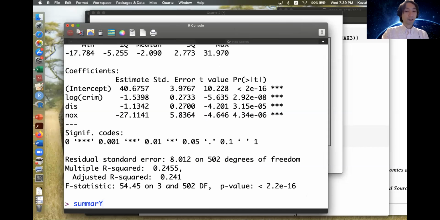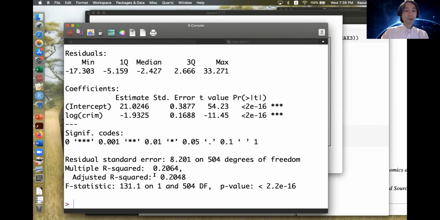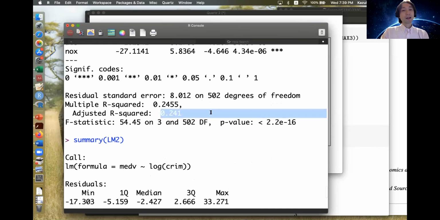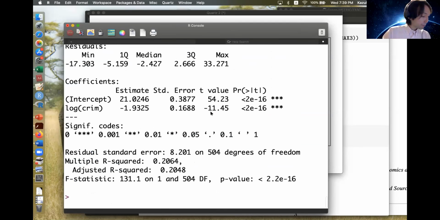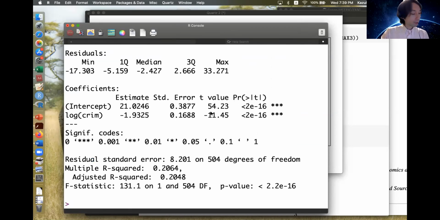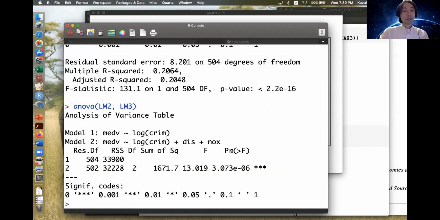Maybe we can see the previous model again. In the previous model, the adjusted R square is 20.48%, 20.5%. And here it is 24.1%. So it's slightly better. But of course, we have more variables, so it's natural that the model is better. So we want to see if this is significantly better than before. So we can do ANOVA of LM2, LM3, to test if additional variables are useful.